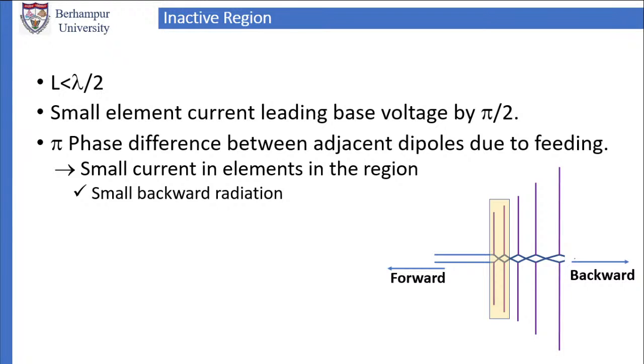Here, the small element current is leading the base voltage by pi by 2 in the inactive region. The pi phase difference between adjacent dipoles is due to feeding. That ensures small currents in the elements and small backward radiation. There won't be high backward radiation. Now you can see what the forward direction is and what the backward direction is. Forward direction is from the feeding side. Backward direction is towards the largest element. Since the largest element is the reflector, in that direction the radiation will be small. In the opposite direction there will be maximum radiation.